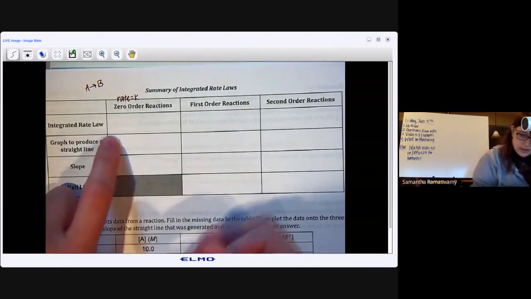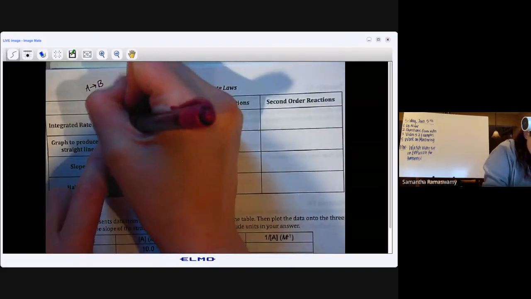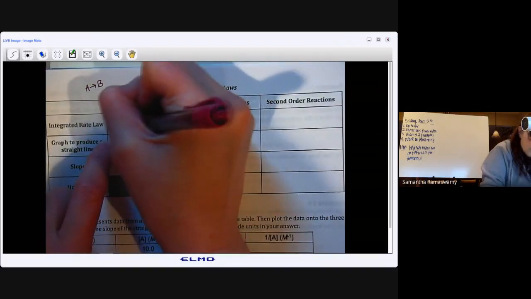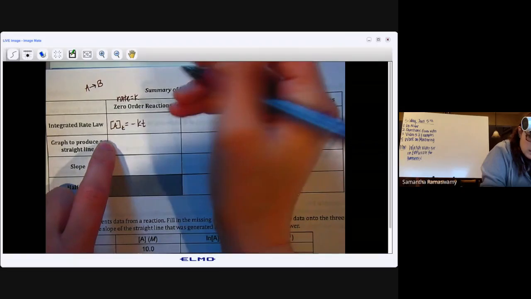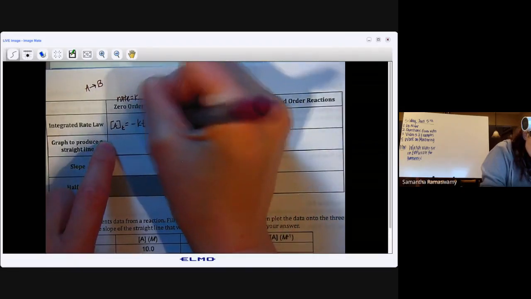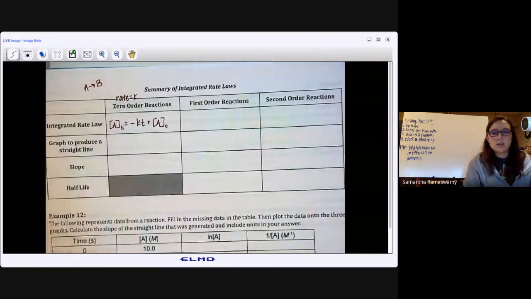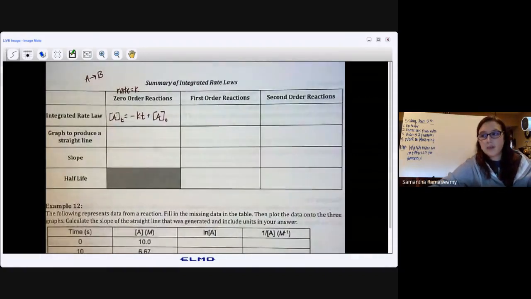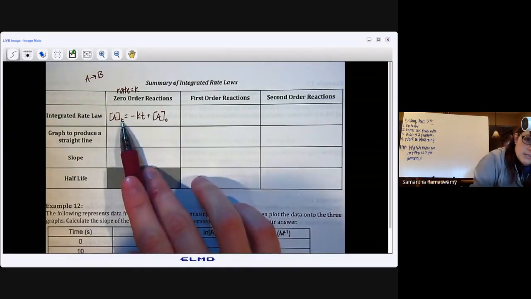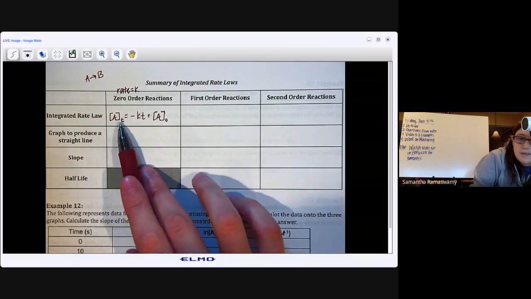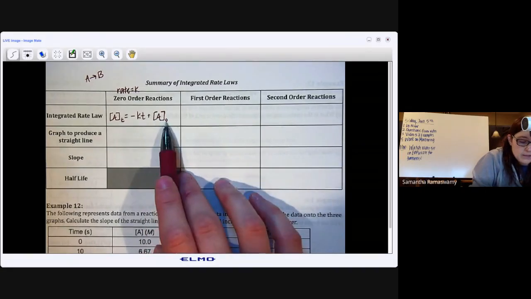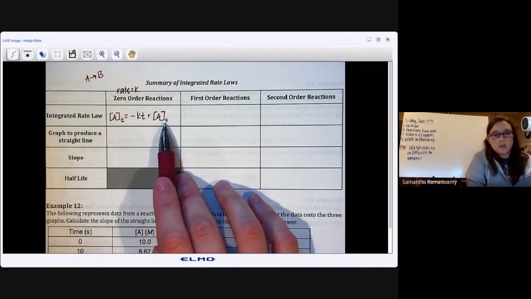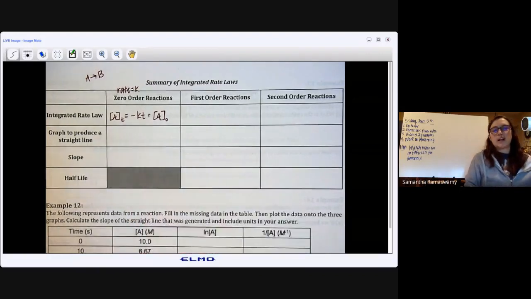So the integrated rate law for a zero order reaction is the concentration of A after some time equals negative k times t plus the initial concentration. Brackets represent concentration. So when you see the brackets, that means concentration. This sub t means the concentration after some time. k is the rate constant, t is time. Concentration sub 0 means initial, that's at time 0. So this is the integrated rate law for a zero order reaction.